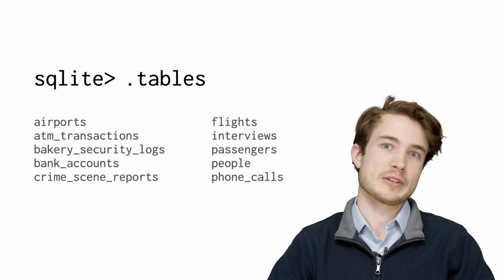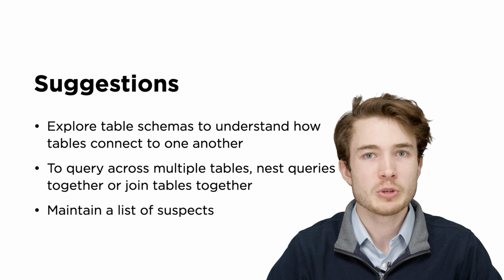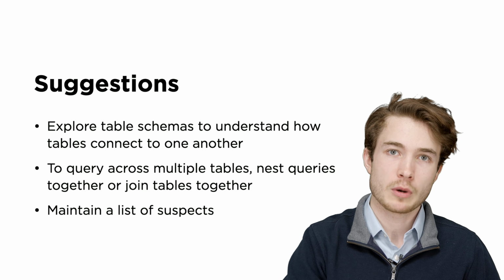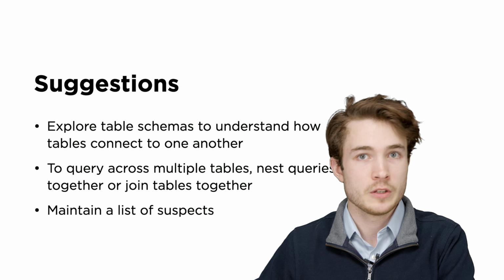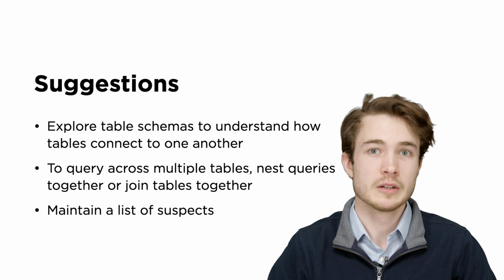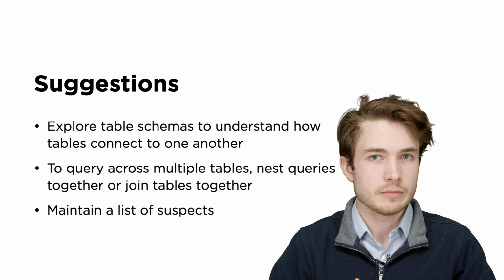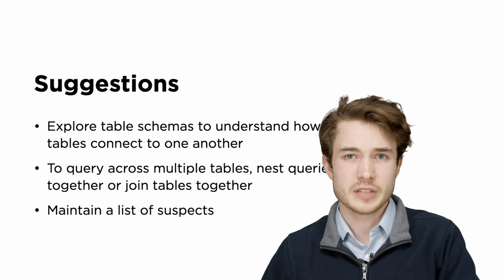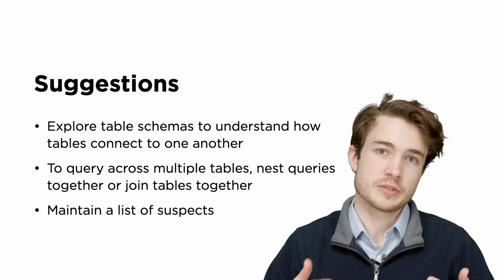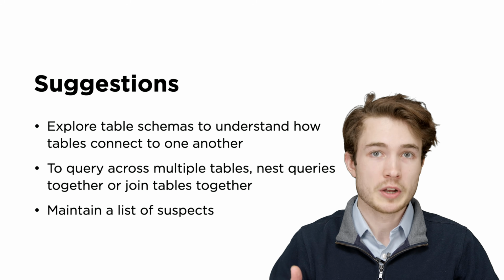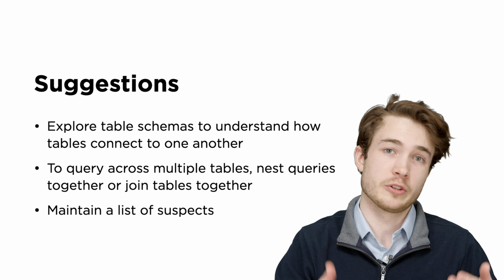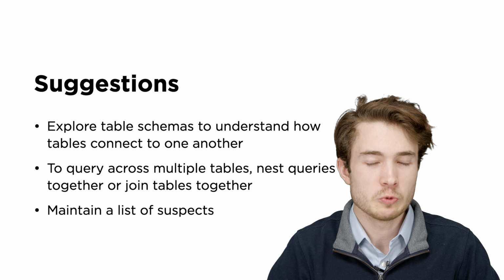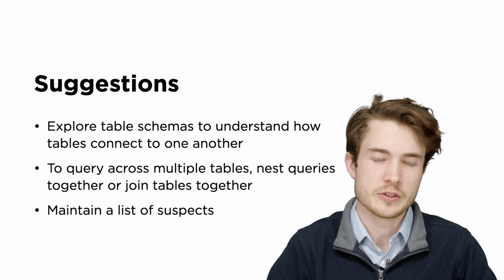Now, a few suggestions as you go about solving this mystery. First, make sure you explore table schemas. Make sure you understand that maybe one column in one table might actually correspond to a column in another table. You can figure out what's inside those tables by typing .schema and the table name. Secondly, once you know that maybe one piece of data in one table corresponds to some data in another table, try writing queries that actually cross those tables, either using nested queries or joins, where you can add multiple columns to a different table you're querying right now. And third, make sure you maintain a list of suspects. As you do, you might write more queries to actually narrow it down as you go.